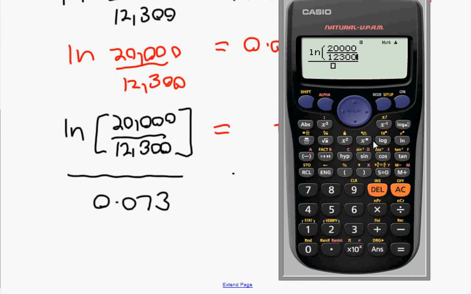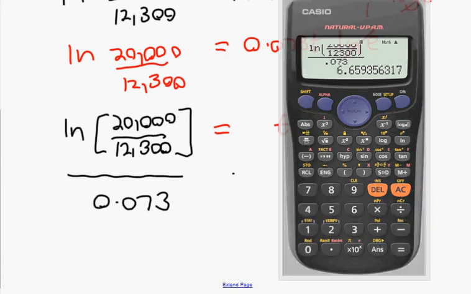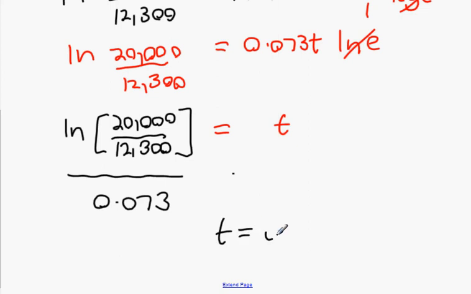And just to make sure that doesn't happen to you, here we go. And on the bottom is 0.073. 6.66, okay? Now 6.66 is basically 6.7 years. So the answer is it takes 6.7 years to go up that far.